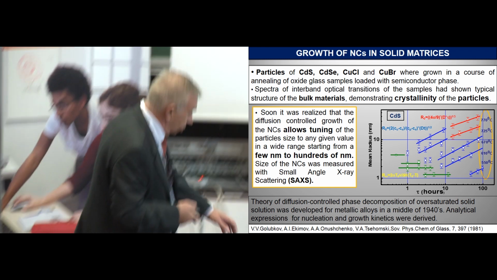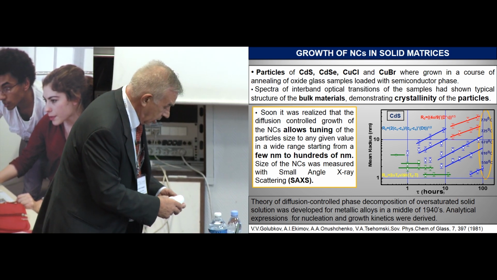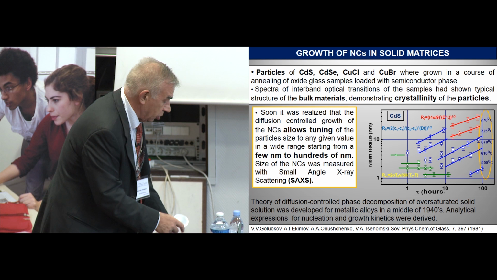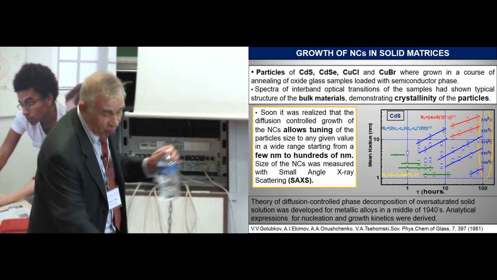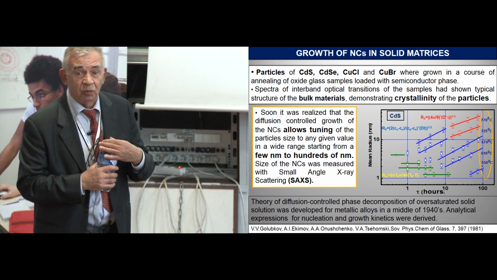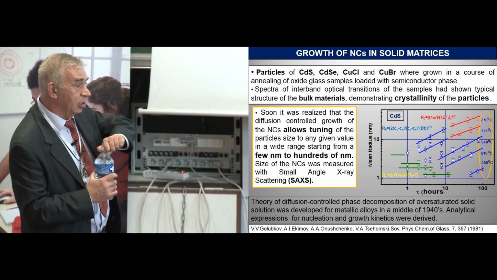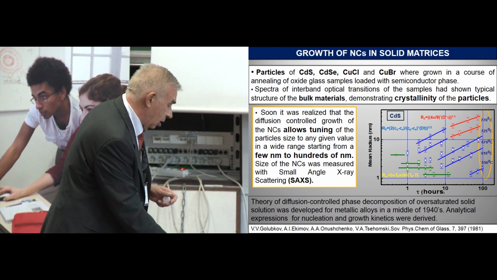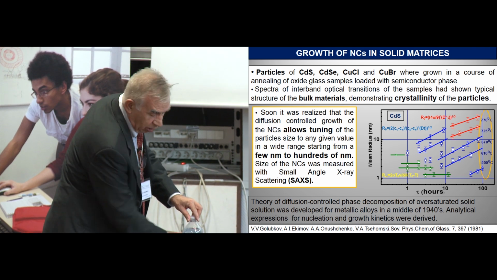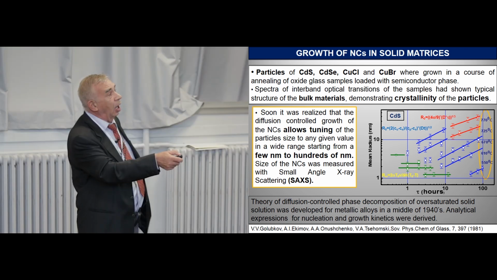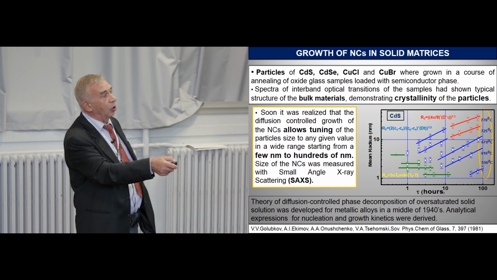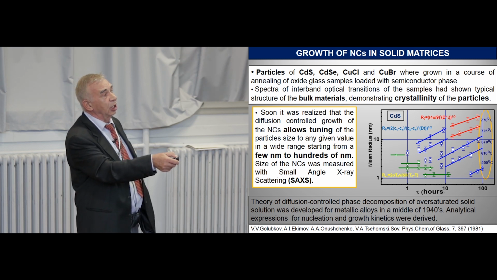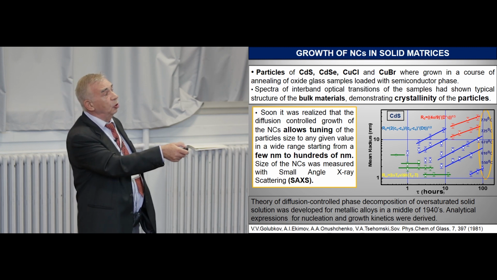And soon it was also realized that the growth of the particles in the course of phase decomposition of an oversaturated solid solution makes it possible to tune the size of the particles very precisely, just by changing the temperature of annealing at fixed duration. You can fix, for example, the duration and change the temperature of annealing. So 10 hours and this temperature, you will have different sizes. If you do it here, you will have different sizes of nuclei.